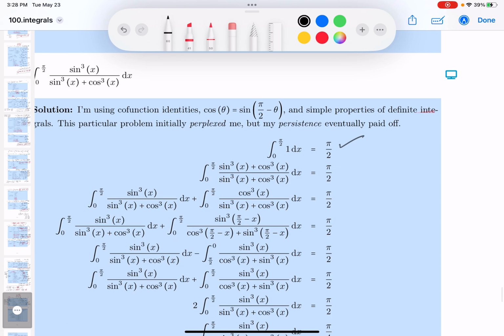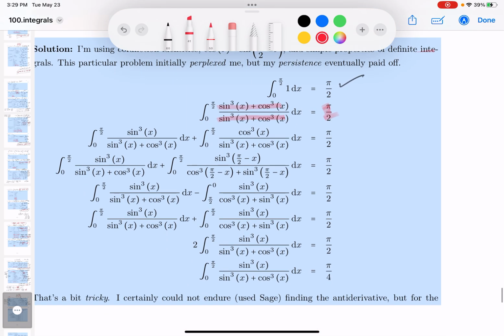But then I said, is there another form of 1 that looks like what I'm looking at? And there is. It's this guy over here. This is another form of 1. Does it look like the original integration? It does. It looks just like it. That integration produces pi over 2. And then I took that and I split it into 2 separate terms.